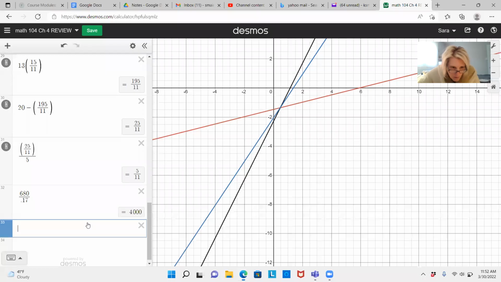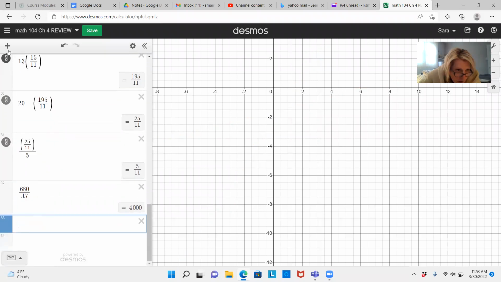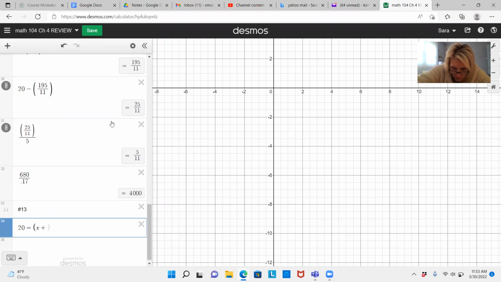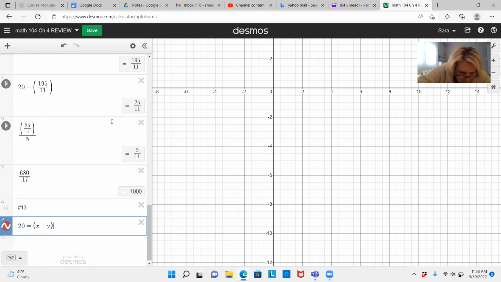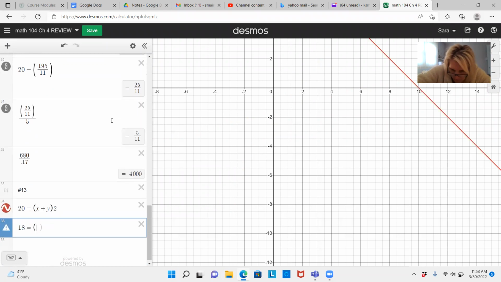Okay. So I'm going to go up here and turn off these. And then I'm just going to make a little note that this is number 13. Okay. So we have 20 equals (X plus Y) times 2, and 18 equals X minus Y times 3.